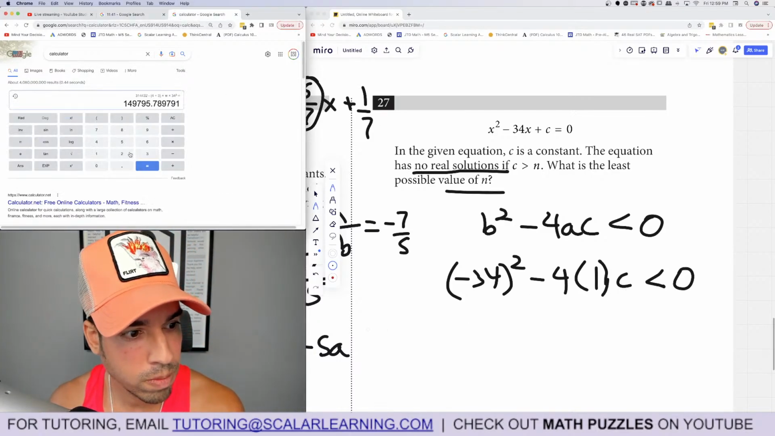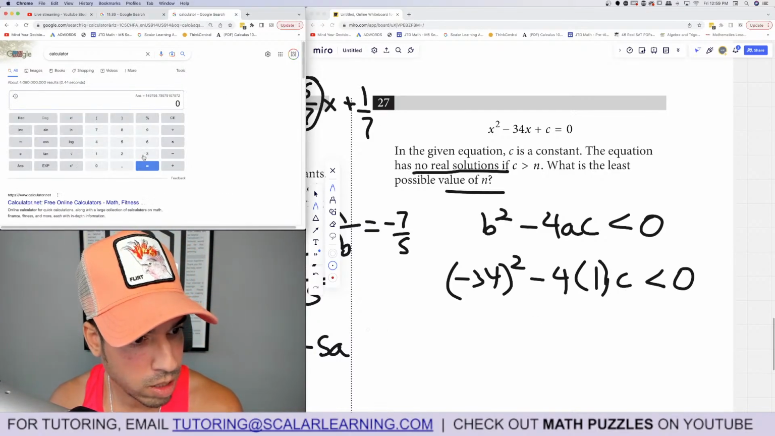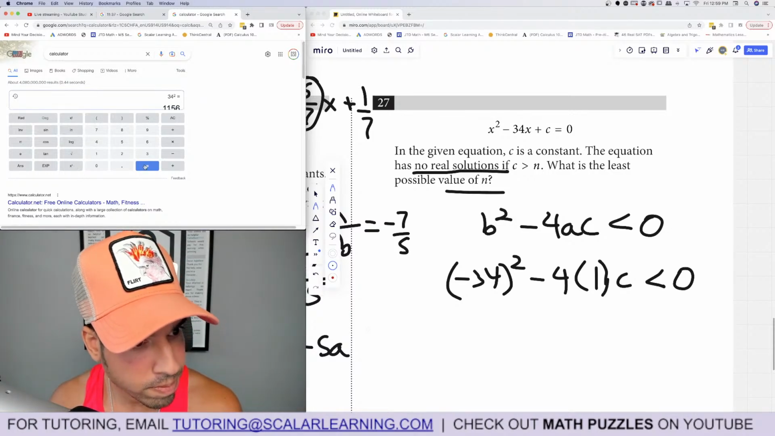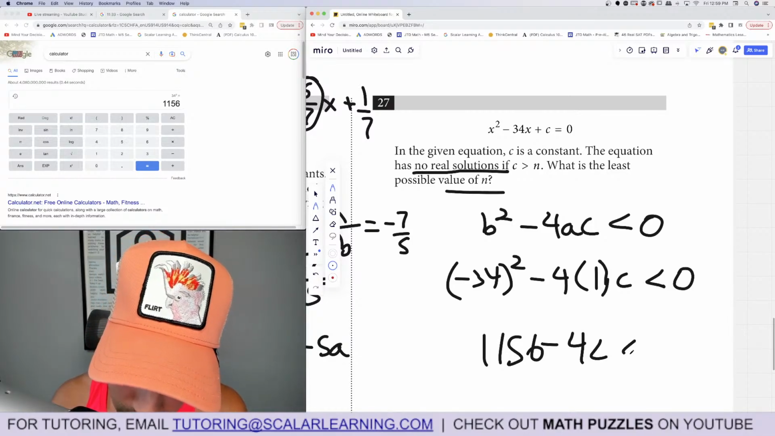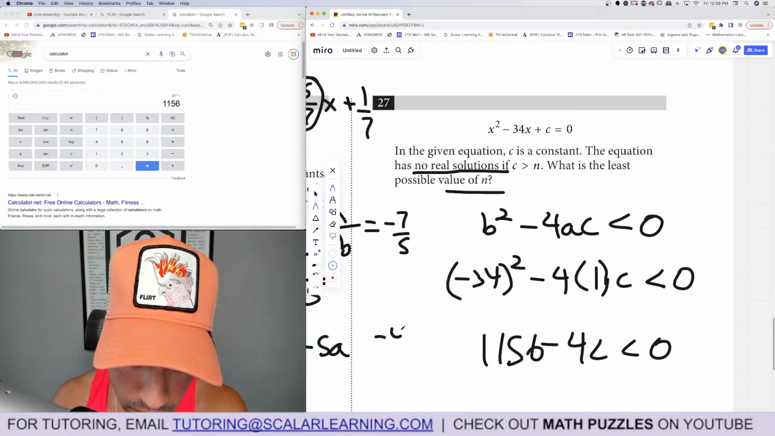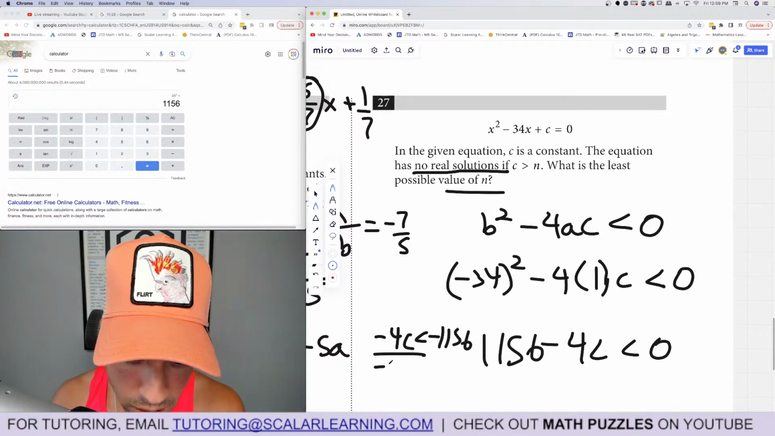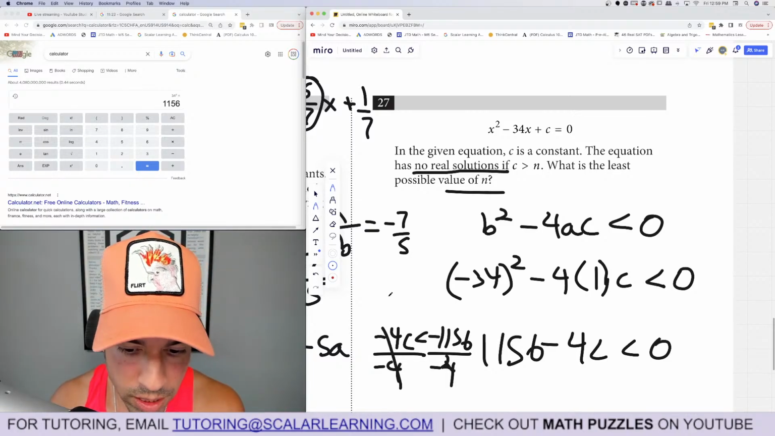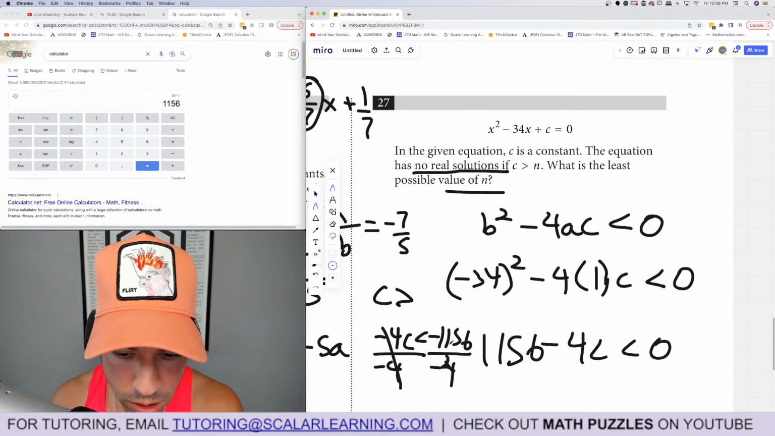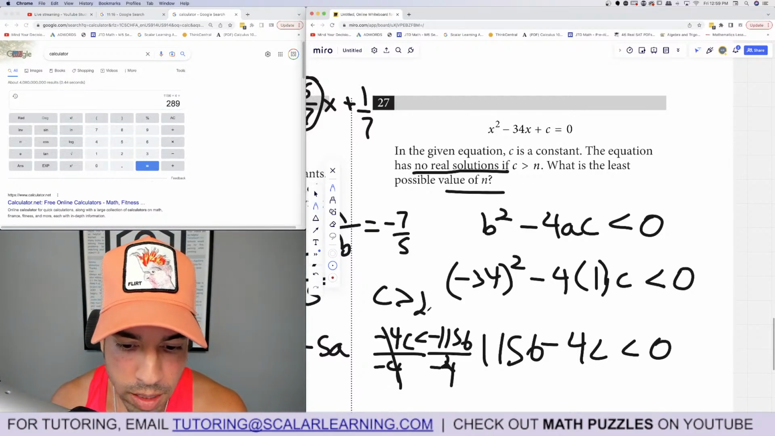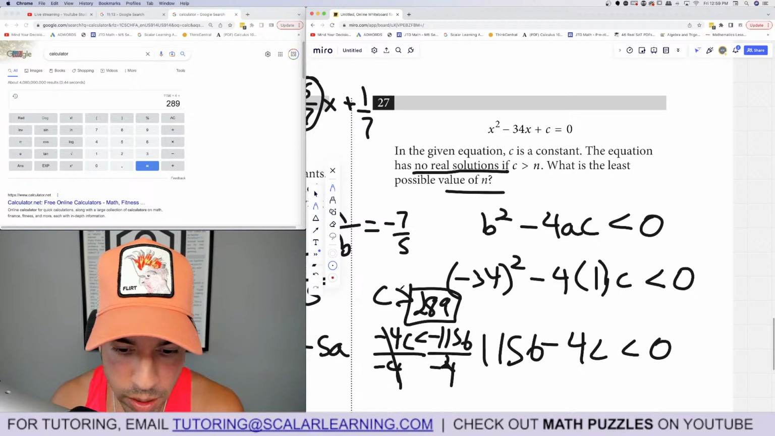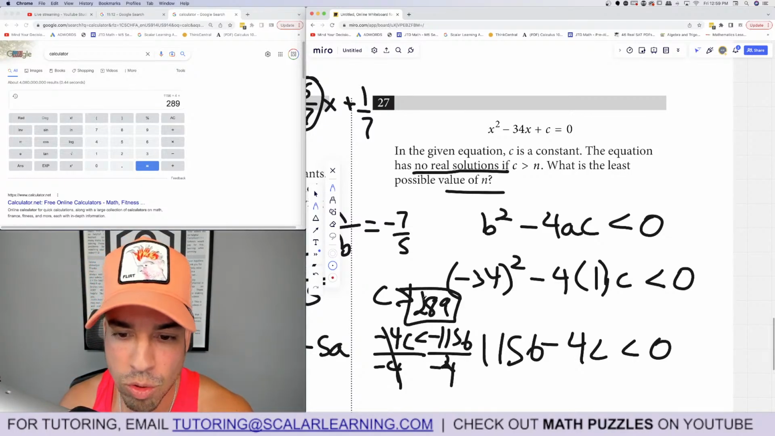Negative 34 squared, I'm just taking out the negative because I'm squaring it, is 1156 minus 4c is less than 0. So then it's negative 4c is less than negative 1156. Divide both sides by negative 4, flip the inequality, and we get c is greater than 289.